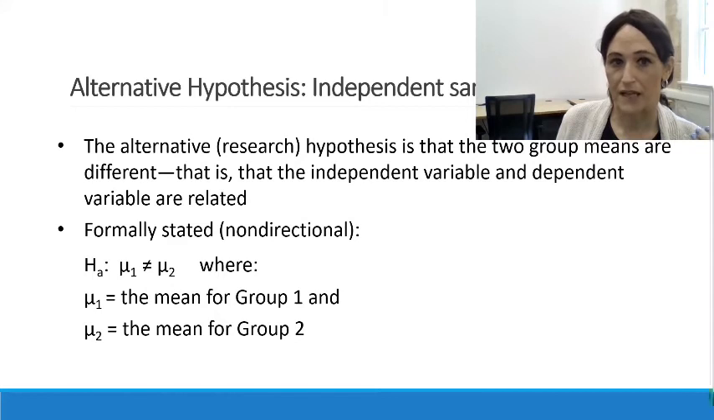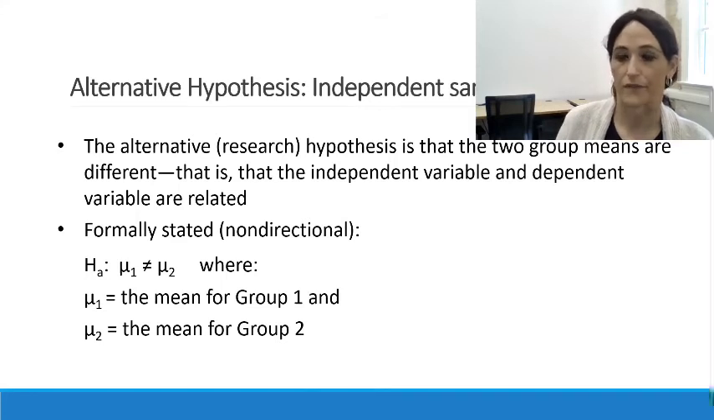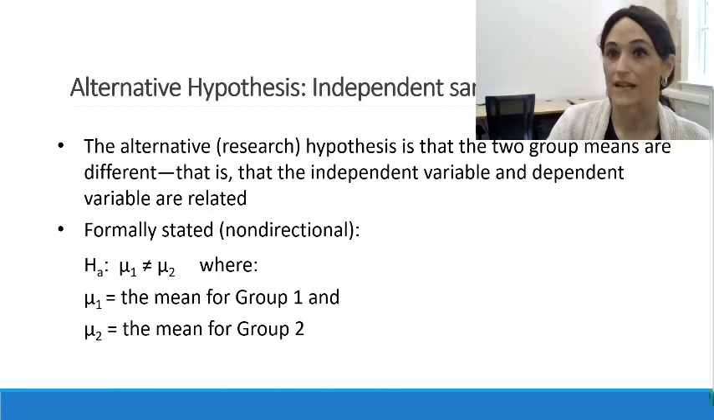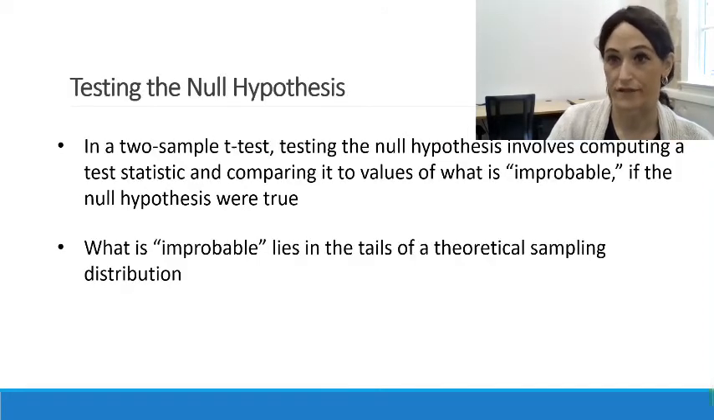Formally stated, we would say that the alternative hypothesis is that the mean of group 1 is not equal to the mean of group 2. Or we could say that one subtracted from the other is not 0. That's our alternative hypothesis. We're not saying to what extent they're different, we're just saying that they're different.